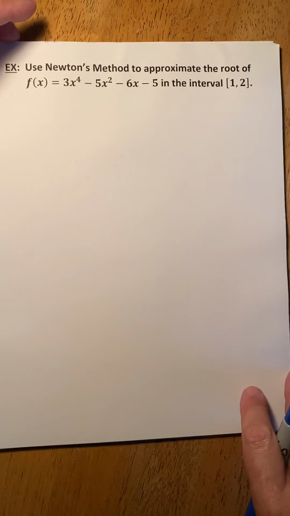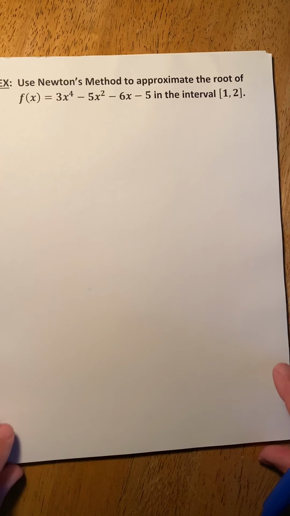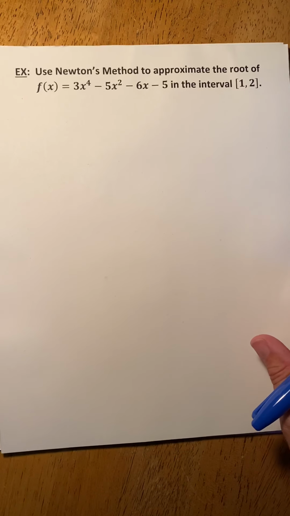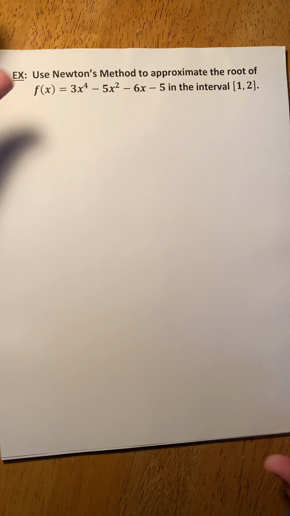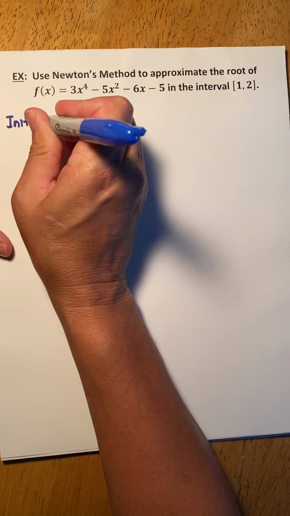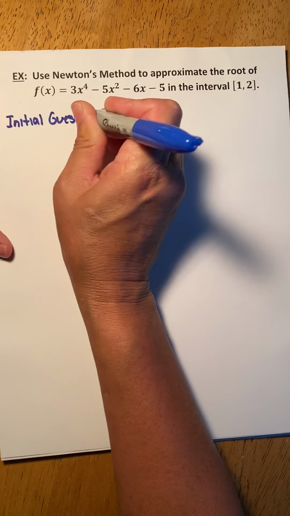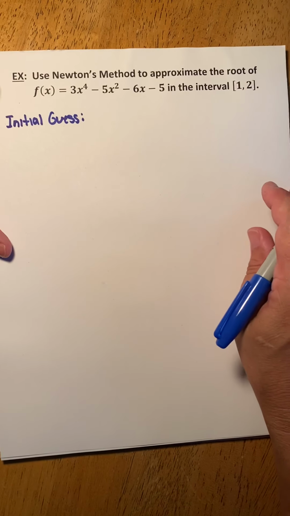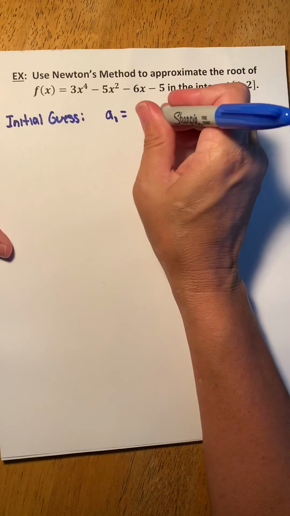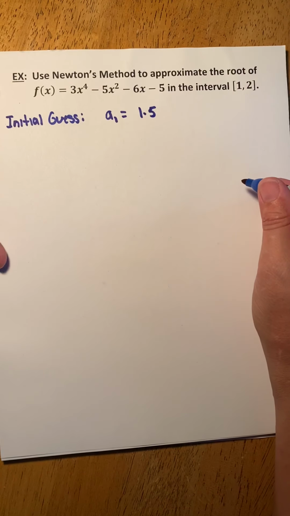All right, use Newton's method to approximate the root of f of x equals 3x to the 4th minus 5x squared minus 6x minus 5 in the interval from 1 to 2. We're going to make an initial guess. They're not going to give you an interval if there's not a root in it. So I'm going to make my initial guess right in the middle. I'm going to let it be 1.5.